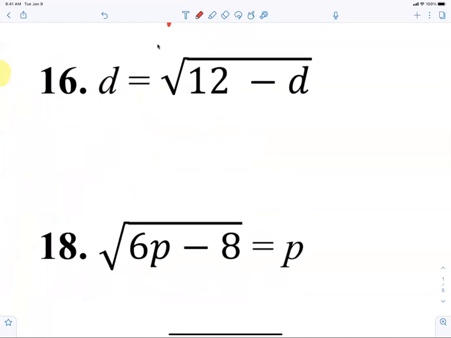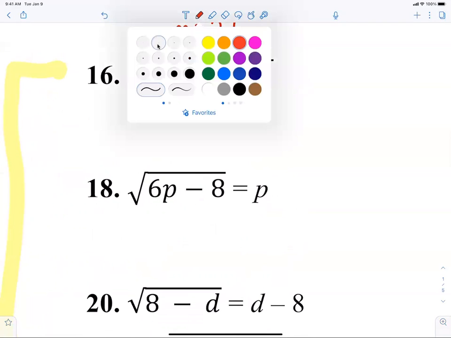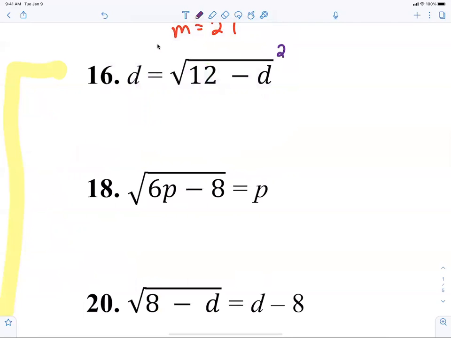Again, how do I get rid of a square root? Square both sides. Thank you. So I'm going to put a 2 here and a 2 here. So I have d squared equals what?